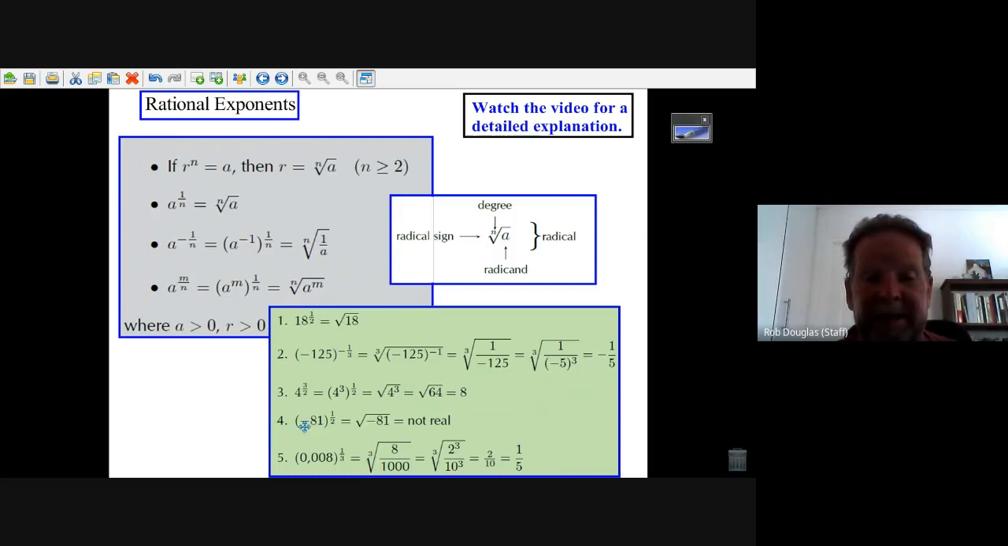If you saw a negative to a half, your calculator won't like that because it's a non-real number. The square root of negative 81 is not a real number, and we only work with real numbers in high school.